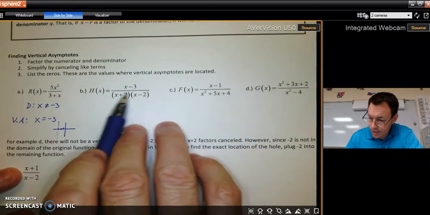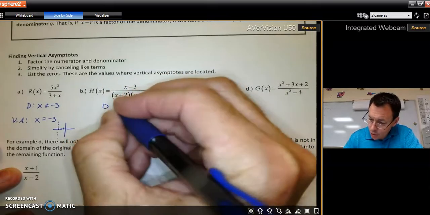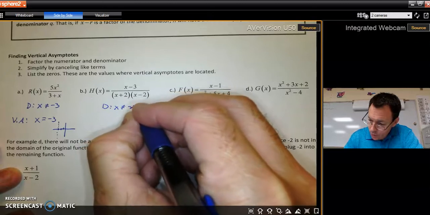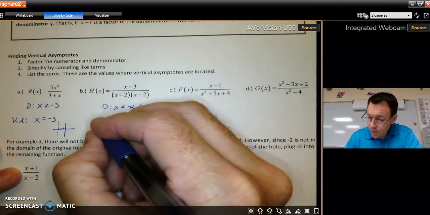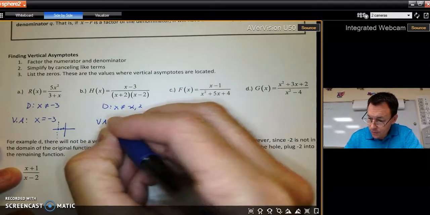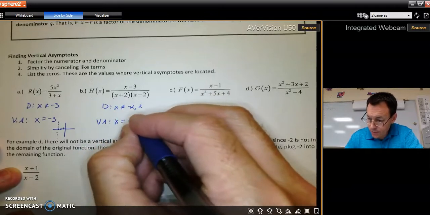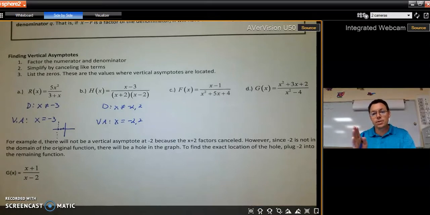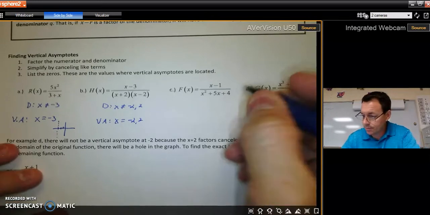Okay, so again, we can see what's going on in the denominator. The domain would be x cannot equal negative 2 or positive 2, which means we're going to have two vertical asymptotes for this one. X equals negative 2 and positive 2 would be vertical asymptotes. So we'll go over to positive 2, we'll draw a dotted line. We'll go to negative 2, we'll draw a dotted line, and then that's it. Okay, we'll have 2 on this one.